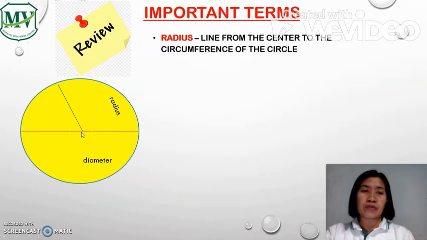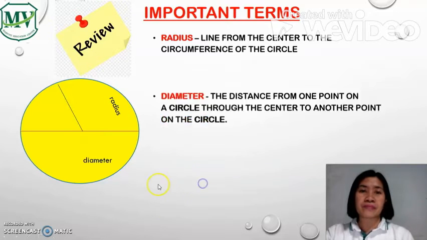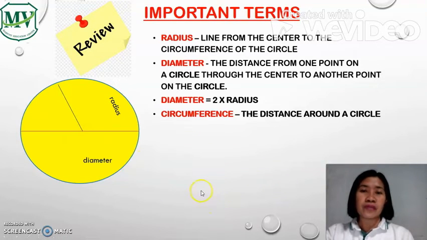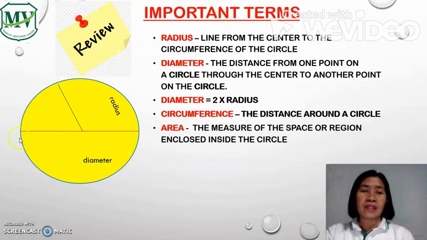Radius is the line from the center to the circumference of the circle. Diameter is the distance from one point on a circle through the center to another point on the circle. Diameter is 2 times the radius. Circumference is the distance around a circle. Area is a measure of the space or region enclosed inside the circle.